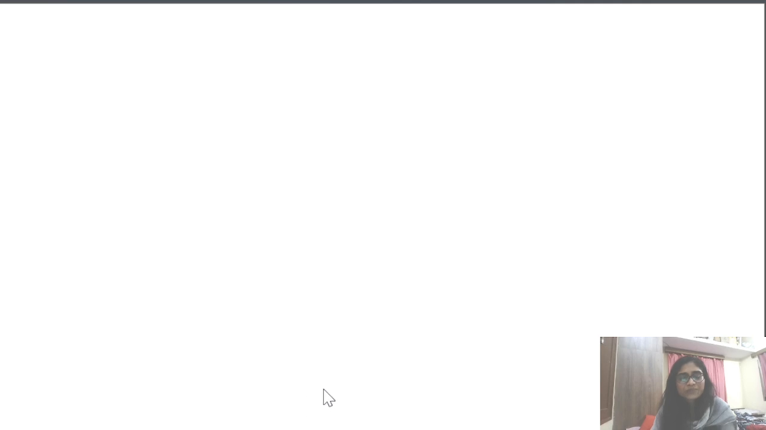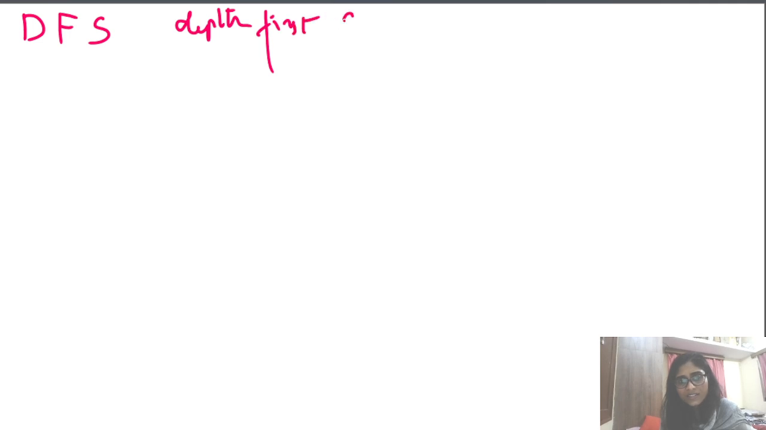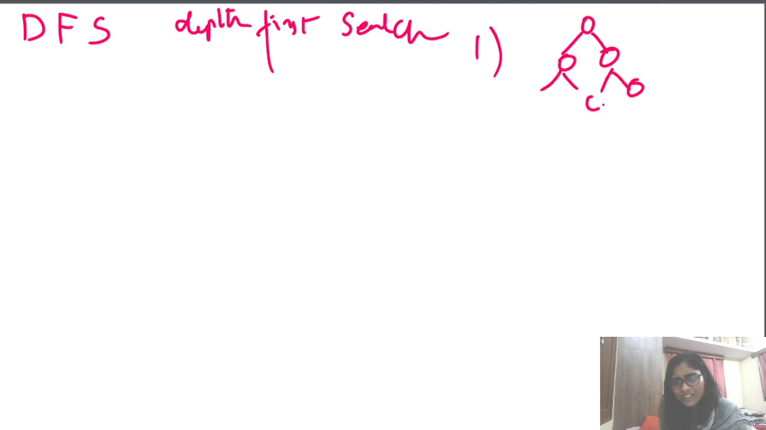Right? So let me give you a basic introduction about DFS. What does DFS stand for? Depth first search. What is this depth first search? The first point that you have to remember is, given a graph or a tree, let us assume this is like a tree, we will identify how to solve depth first search.